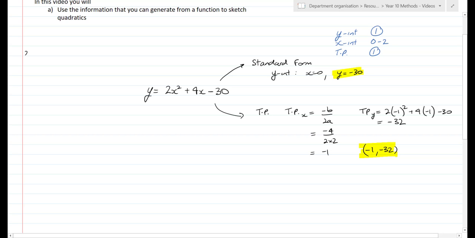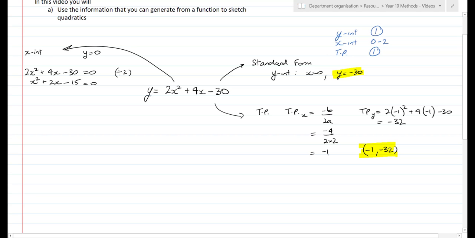And lastly, I want to find my x-intercepts. And you know you have the quadratic formula, but let's go through the process of factorizing again, just to remind you. So we have 2x squared plus 4x minus 30 is equal to 0. Because to find our x-intercepts, we let y equal 0. Just like to find our y-intercepts, we let x equal 0. Now the first thing I see here is that I can divide through by 2. That's going to help me a bit. I get x squared plus 2x minus 15 equals 0.